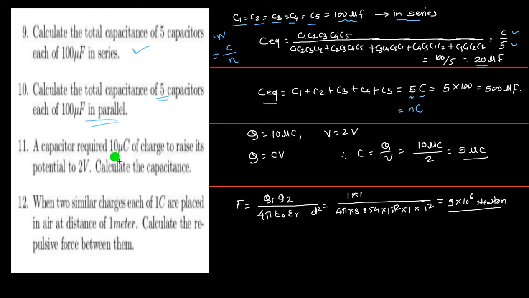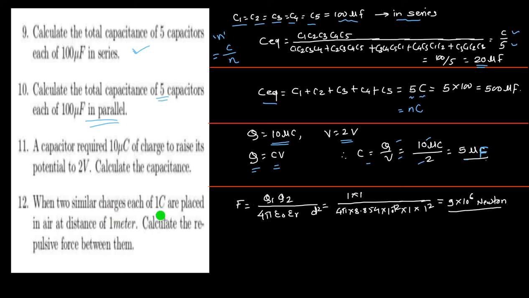Next, a capacitor requires 10 microcoulomb of charge to raise the potential by 2 volt. Calculate the capacitance. So Q is 10 microcoulomb and voltage is 2 volt. Q is equal to CV, so C is equal to Q by V. So 10 micro by 2 volt gives you 5 microfarad, not coulomb. It is 5 microfarad.